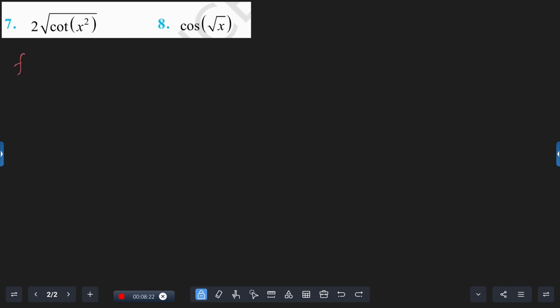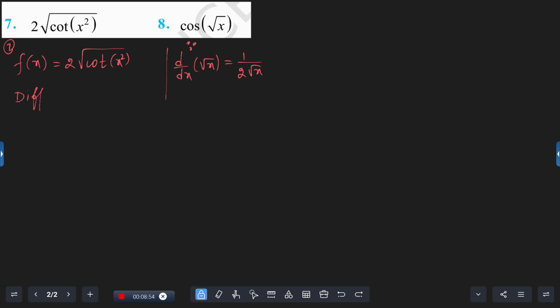So the 7th one we are doing, f of x which is equal to 2 square root of cot x square. Square root of cot x square. Listen carefully. Do you remember the derivative of root x? Do you remember the formula? 1 by 2 root x. But instead of x, what do we have here? Cot x square. Don't forget.